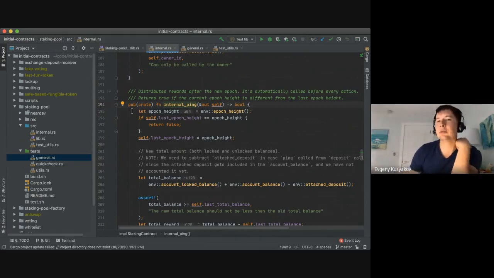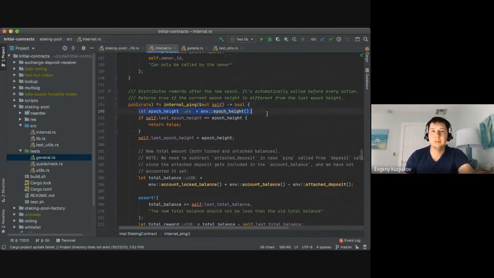So the way rewards distribution works is the following. We first check the current epoch height. If the epoch height is the same, then the epoch hasn't changed, we return false. So you don't need to restake. But if an epoch has changed, then we remember that the current epoch is this.